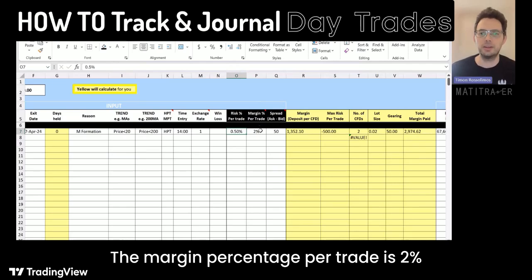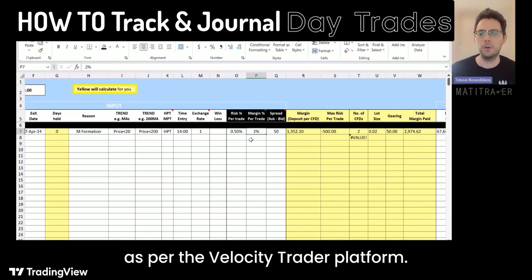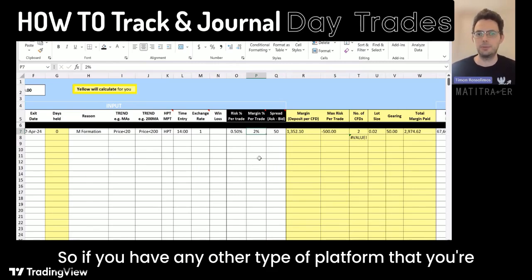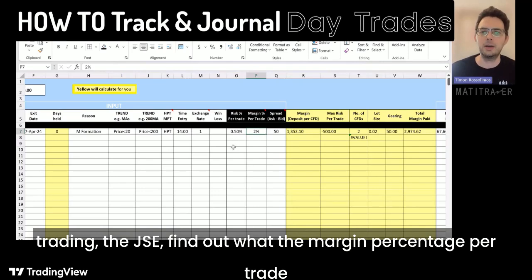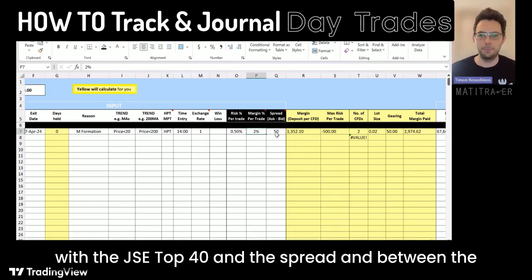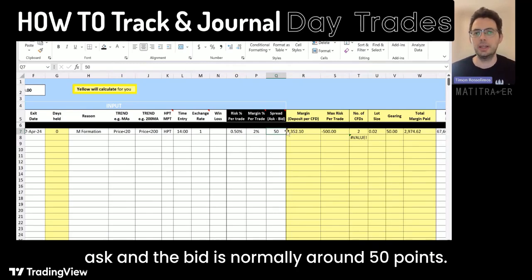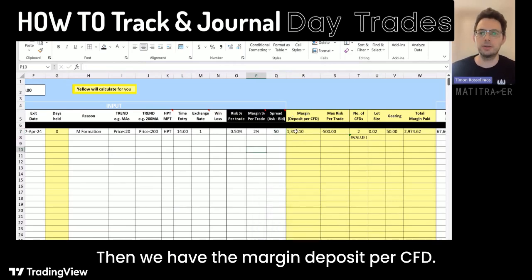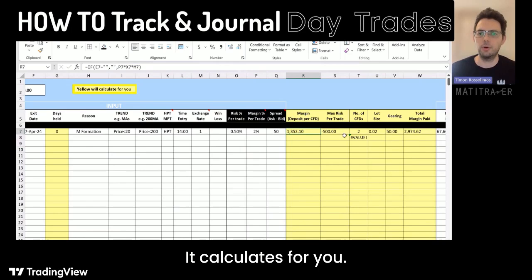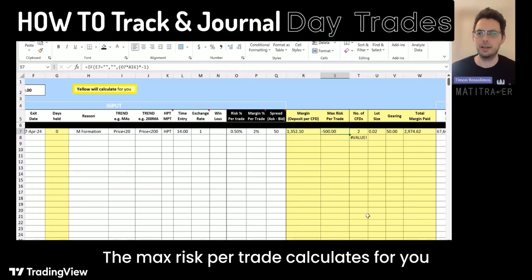The margin percentage per trade is 2% as per the Velocity Trader platform. So if you have any other type of platform that you're trading the JSE, find out what the margin percentage per trade is with the JSE top 40. And the spread between the ask and the bid is normally around 50 points. Then we have the margin deposit per CFD. It calculates for you. The max risk per trade calculates for you.